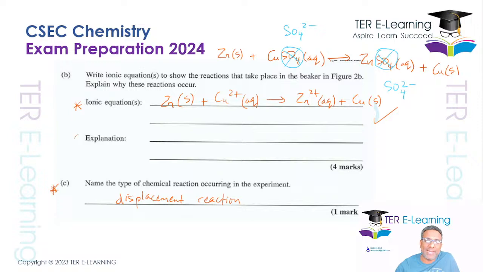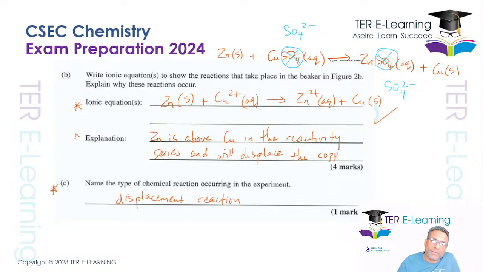And they want the explanation here. All you need to do is to tell them that zinc, Zn, is above Cu in the reactivity series, and will displace the copper, right? That's essentially what we need to say here in order to get the marks.